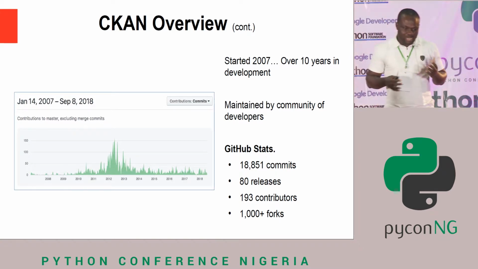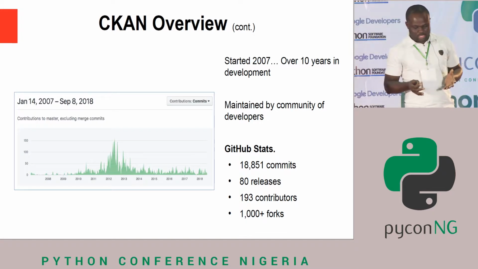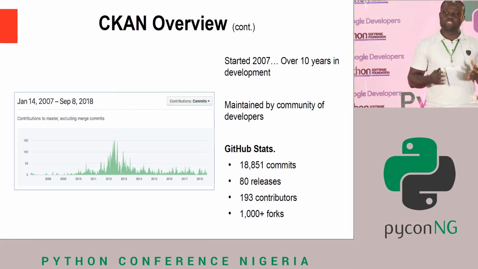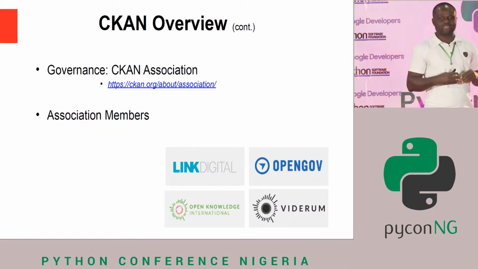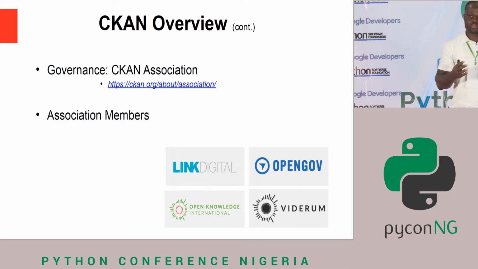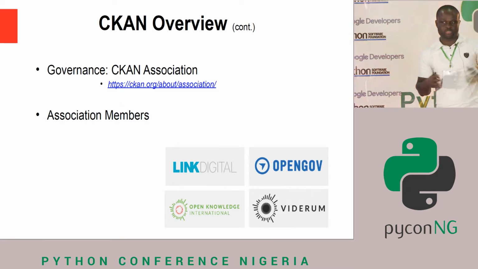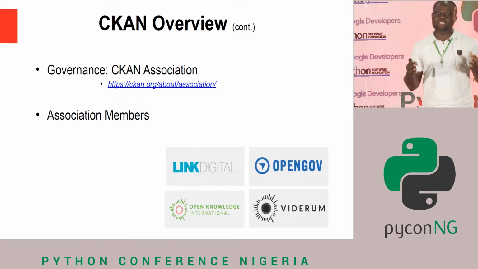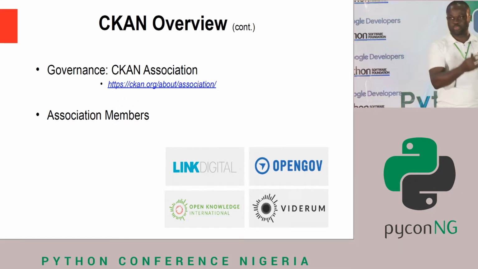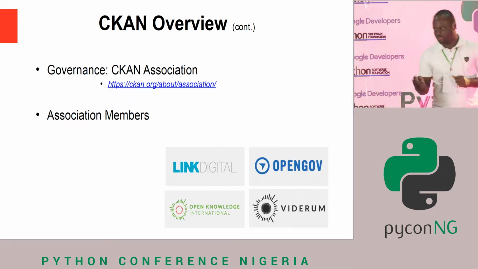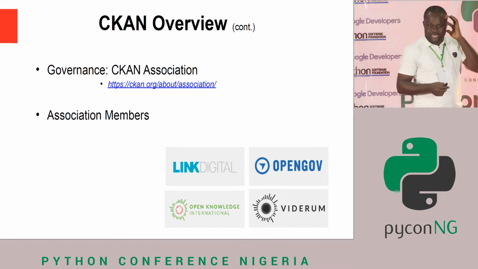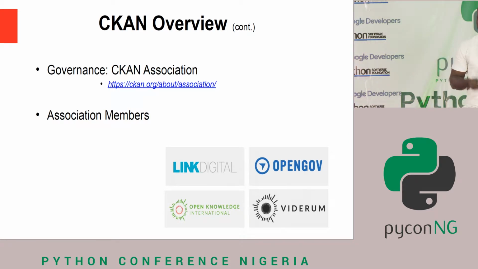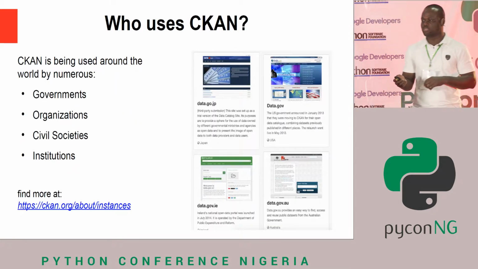It's managed largely by a community of developers, and as of now, it has about 193 unique contributors. Projects like Django and the likes usually have foundations to oversee the legal aspects of the project. However, CKAN doesn't. What it has in place of a foundation is an association, which oversees the activities of CKAN and its growth. And these are the prominent members of CKAN, which you can see, linked digital to Viderium. However, when there are legal matters, Open Knowledge International usually steps in to handle that.